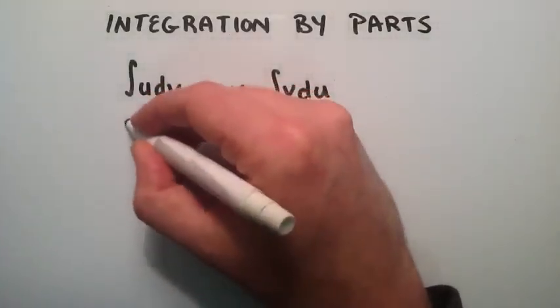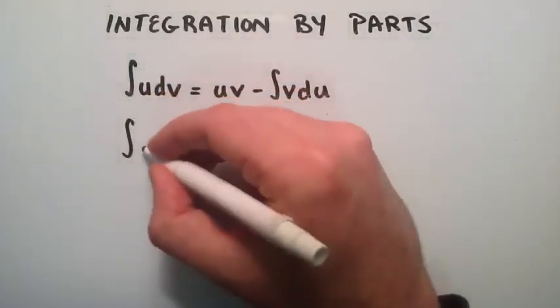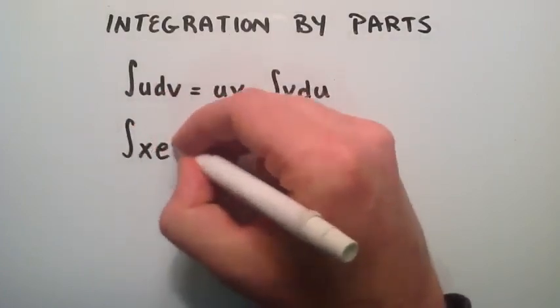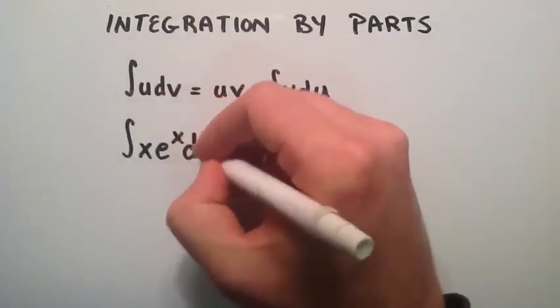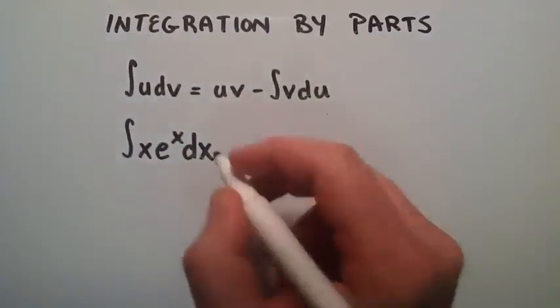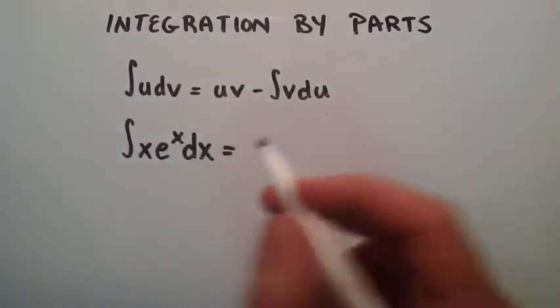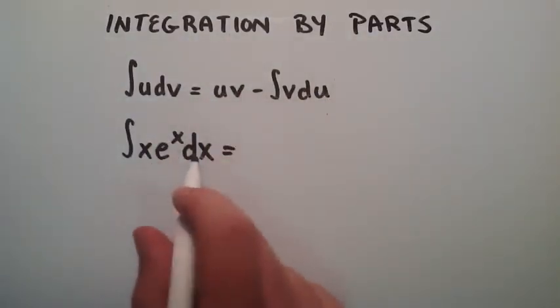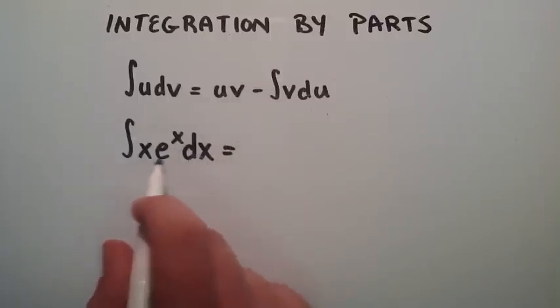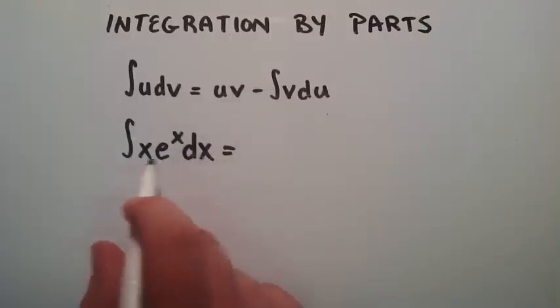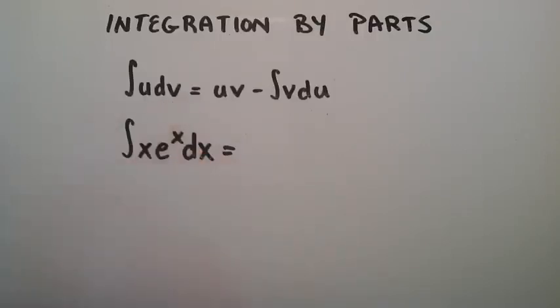For our example, we're going to look at the integral of x times e to the x with respect to x. We want to use integration by parts to do this. So we have to label part of this u, and the other part of it we need to label dv.